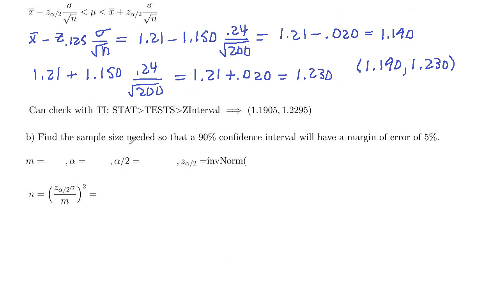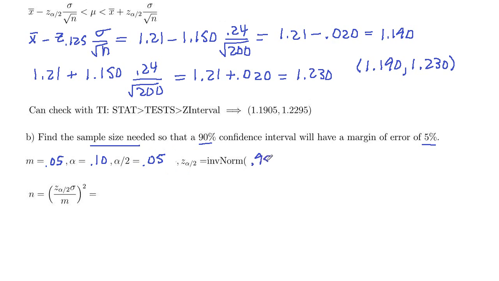Now find the sample size needed. So that's going to be the sample size formula, which is right here, N equals, so that a 90% confidence interval will have a margin of error of 5%. So margin of error of 5%, that's your M here, so that is 0.05. 90% means your alpha is 0.10, so alpha over 2 is 0.05. So 5% is the area to the right, so the left area will be 0.95.